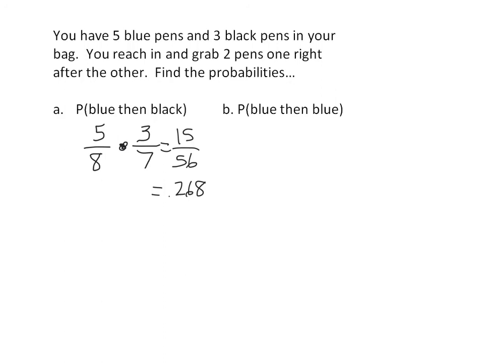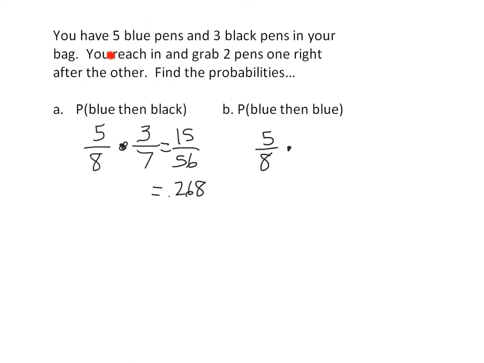Now the second part of this example says, what's the probability that I draw a blue pen and then I draw a blue pen again, another one? And again, this is still without putting the first one back in the bag. Well, the probability of getting a blue pen, again, there are 5 blue pens out of 8. All right? And then once that pen is in your hand, and again, we're assuming it's blue because that's what we're trying to find the probability of, how many blue pens would be left in your bag now?